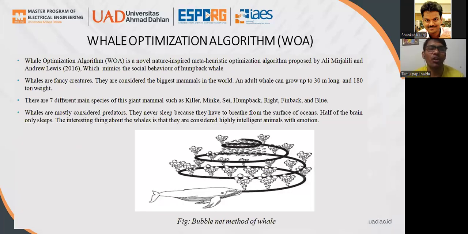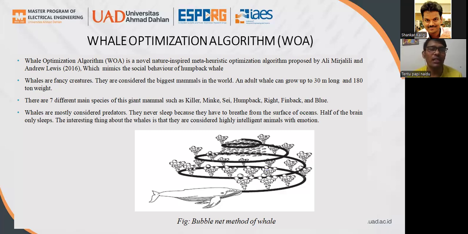This Whale optimization algorithm is a novel, nature-inspired metaheuristic optimization algorithm proposed by Seyedali Mirjalili and Andrew Lewis in 2016, based on the social behavior of the humpback whale. Whales are fancy creatures. They are considered the biggest mammal in the world. An adult whale can grow up to 30 meters long and weigh many tons. There are 7 different main species of the giant mammal, such as killer, minke, sei, humpback, right, fin back, and blue.